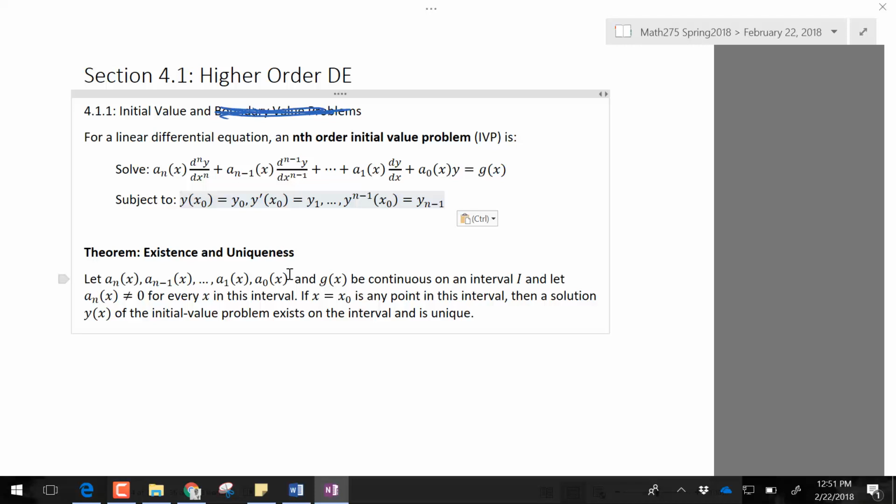So if you have a second order differential equation, your initial conditions will be made up of the function evaluated at the initial point, and then the first derivative evaluated at the initial point. Okay, so a second order differential equation will have two initial conditions, starting with the original function up to the first derivative, but not including the second derivative.